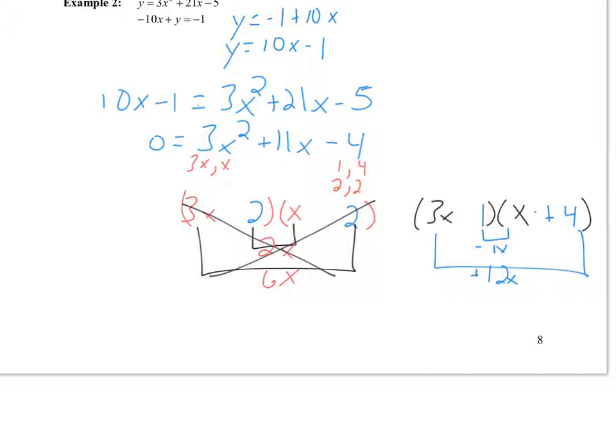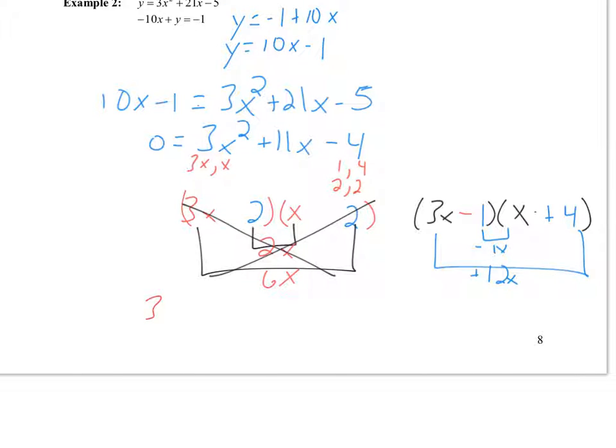To get a negative 1, I had to multiply x by a negative number. So that means this must be a negative 1, because I can't change the x. So I have a negative 1 here. The last thing you need to check is to make sure that the negative 1 multiplied by the 4 does in fact equal this negative 4. And it does, so we're good.